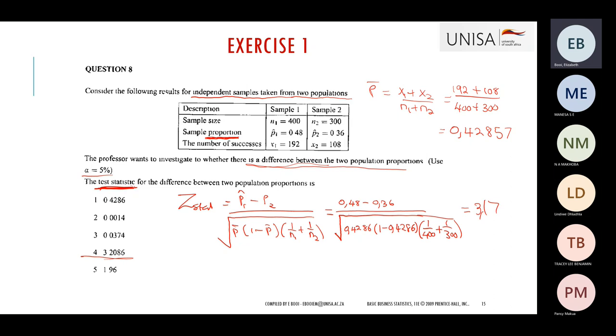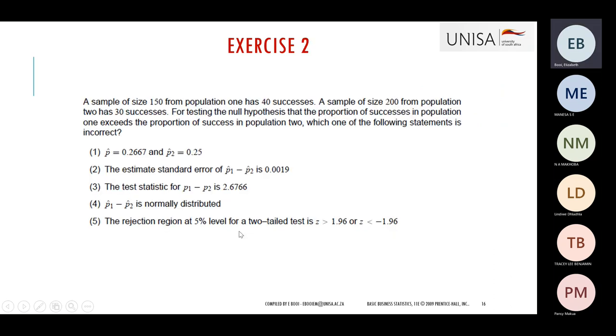Nope, that is not the case. I still get the same answer. So probably what their options here is incorrect. Okay. I'm not even going to waste any more time with that question.